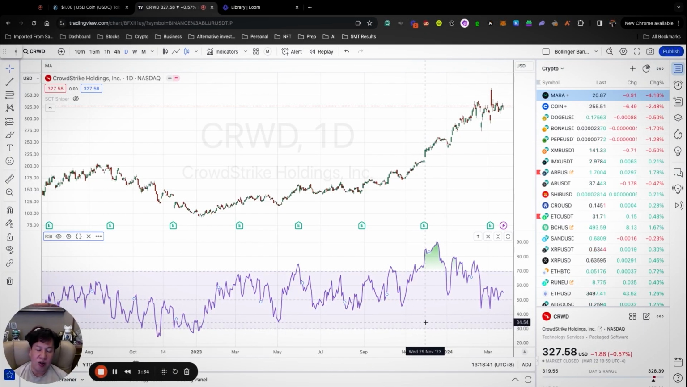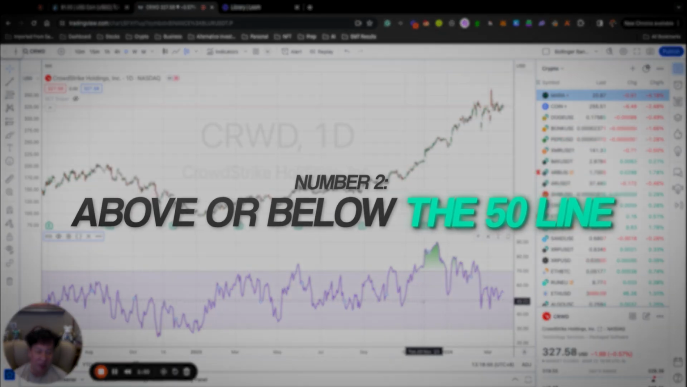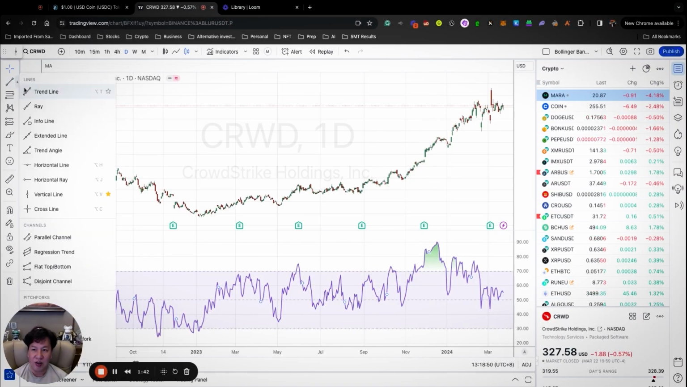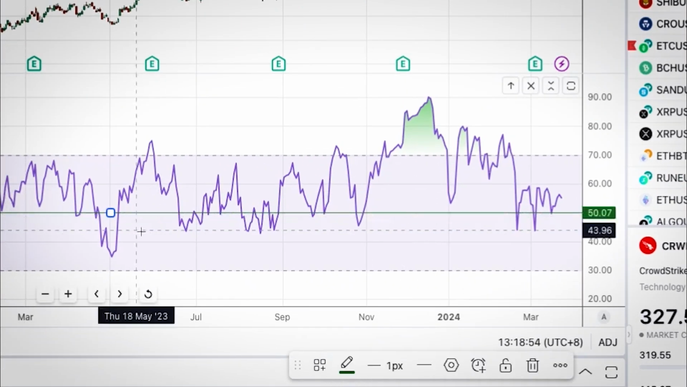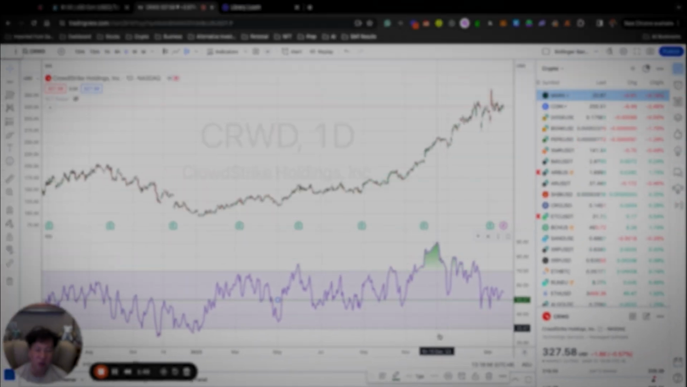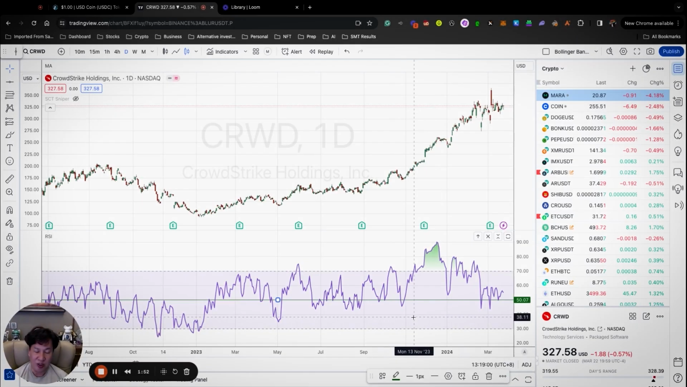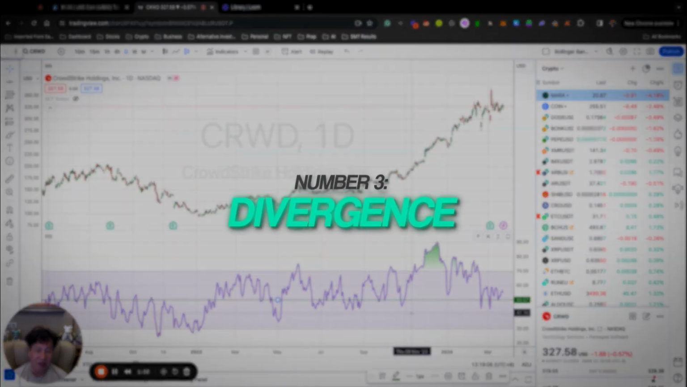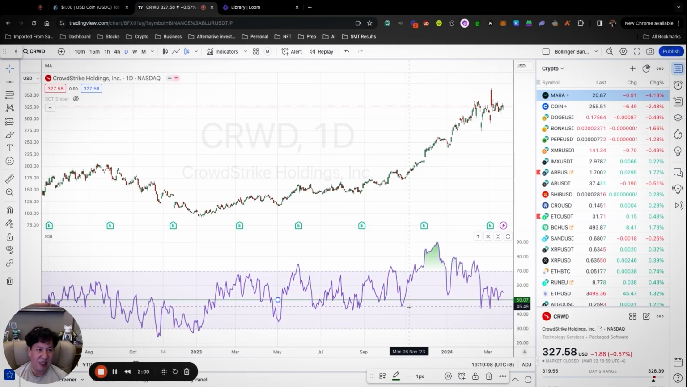The second thing you can look at is whether it's above or below the 50 line. This is the 50 line over here. I'll just draw a line to show that this is the 50 line. Generally, above 50 means it's bullish, below 50 means it's bearish. So that's the second one. And thirdly, you can use it as a form of divergence. I'll go into more detail on what divergence is.